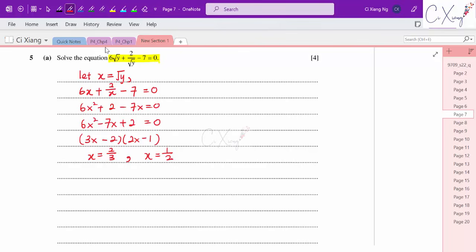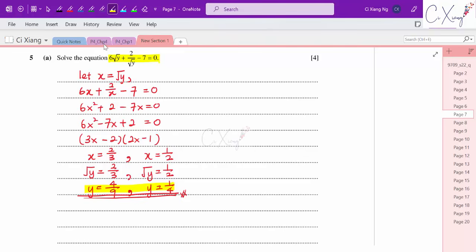But of course, this is not our final answer because we already changed x to become square root y. We have to substitute back the square root y into my solution here, then continue further to get the answer for y. So to get rid of the square root, I will square it, where I will have 4 over 9 and also 1 over 4. That means you square both sides to get rid of the square root. And my value for y will be 4 over 9 and also 1 over 4.